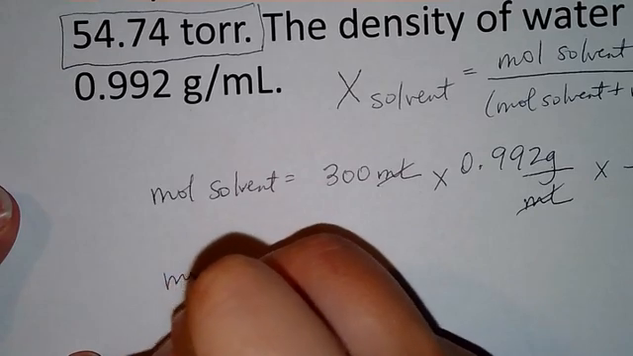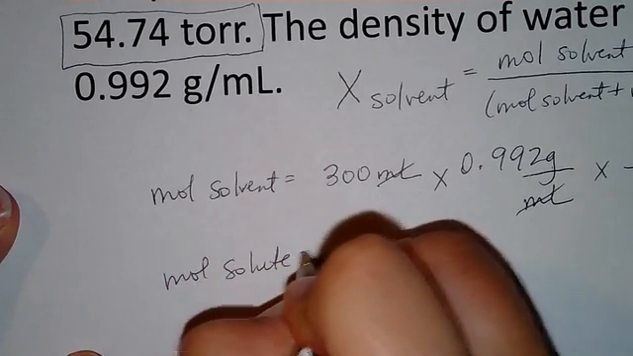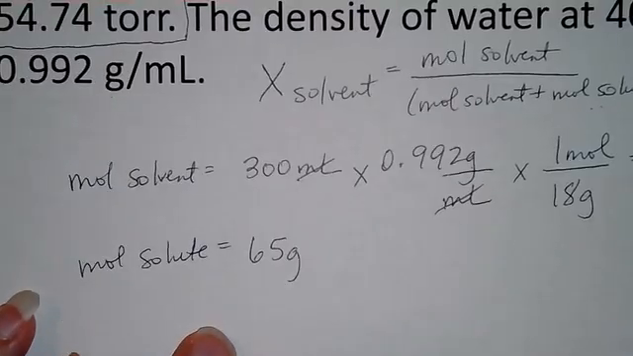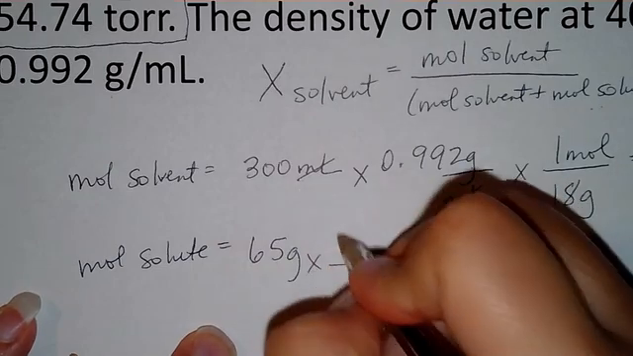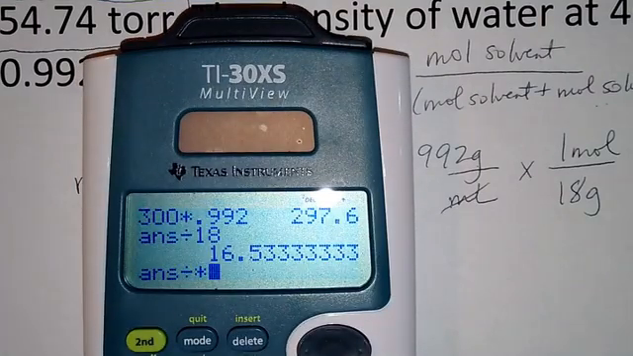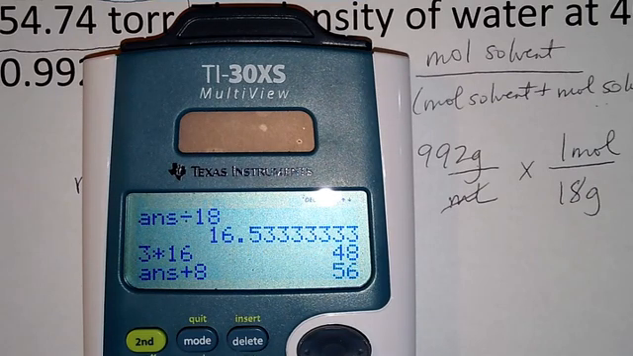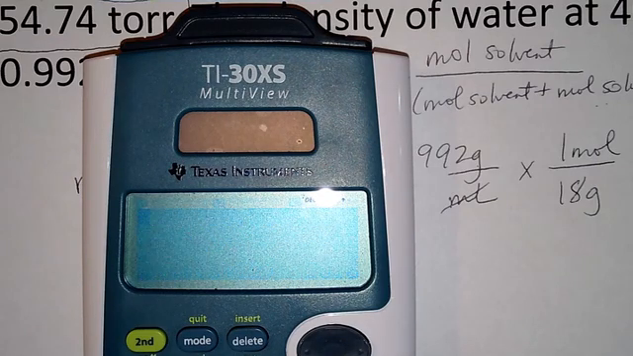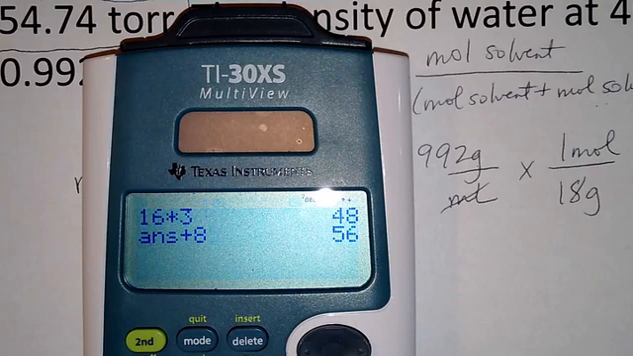So we have 65 grams. We're going to turn this into moles with our molar mass. So let's see. We have 3 oxygens at 16 each, plus 8 for our hydrogens, plus 3 times 12 for our carbons. Oh, that is not at all right. Let's try again. 16 times 3 plus 8 plus 3 times 12. Alright, 92 for our molar mass.